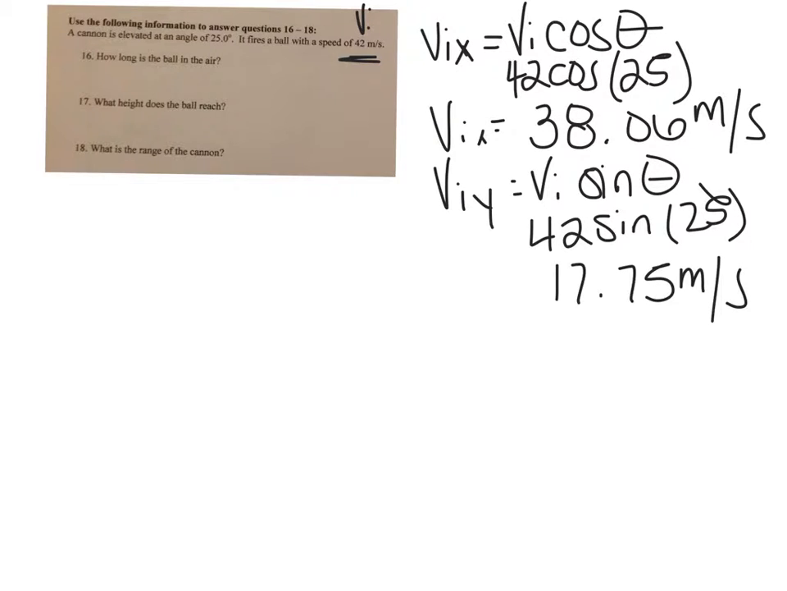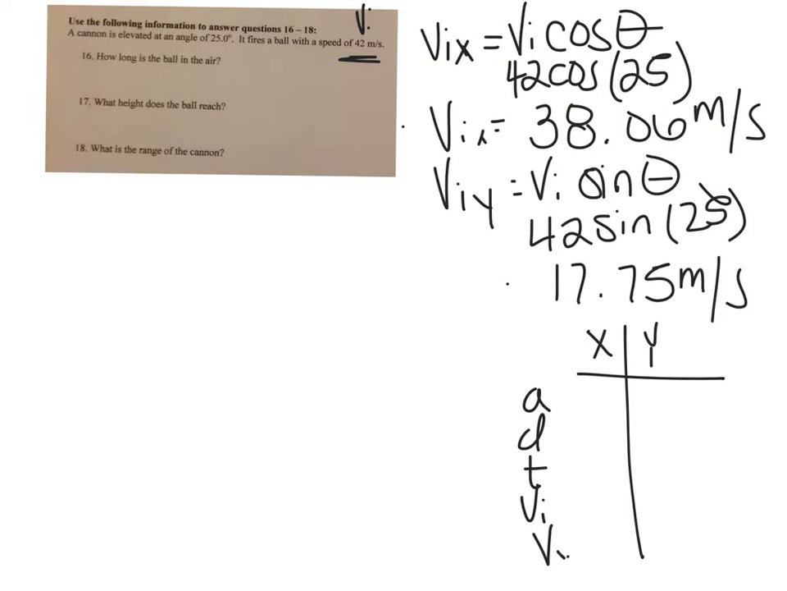You're never going to plug in that 42 meters per second anywhere else than where we just did. From here on out, these are your velocities. So for my table, I've got acceleration, distance, time, VI, VF. My acceleration horizontal is always 0 for these, and my y is always negative 9.8 because it's due to gravity. My VI for the x is going to be 38.06, and my VIY is going to be 17.75.